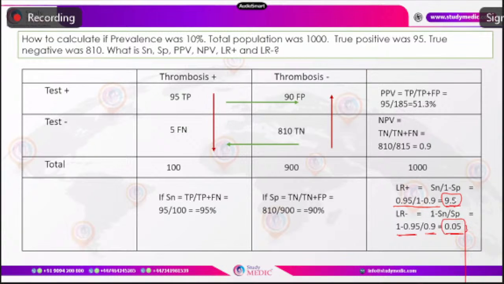A positive likelihood ratio of more than 1 is good for a diagnostic accuracy test, and more than 10 is very good. 5 to 10 is a moderately useful test. A negative likelihood ratio of less than 1 is a good diagnostic accuracy test, and less than 0.5 is again a moderately useful test.